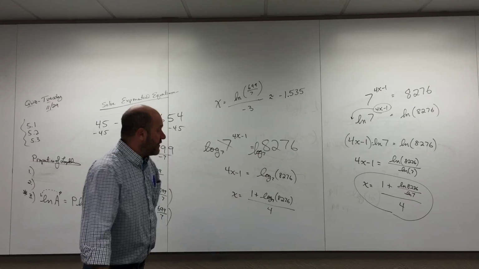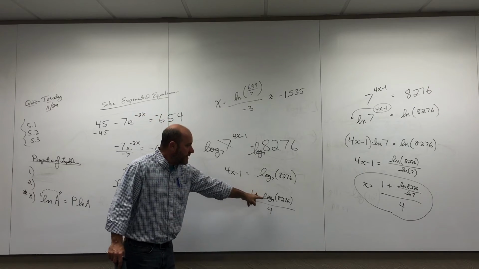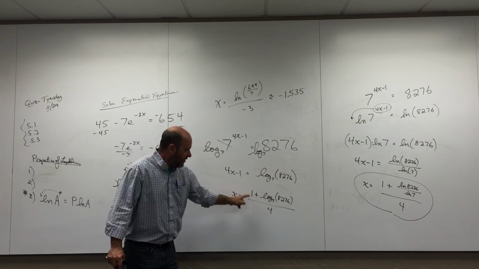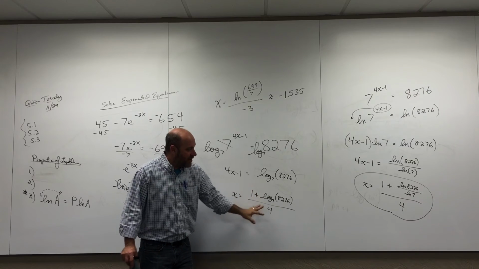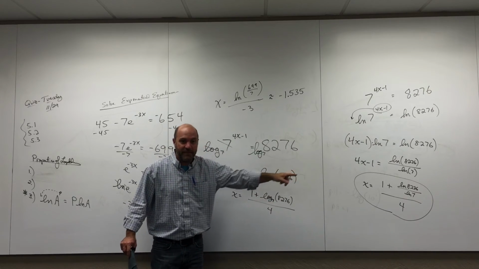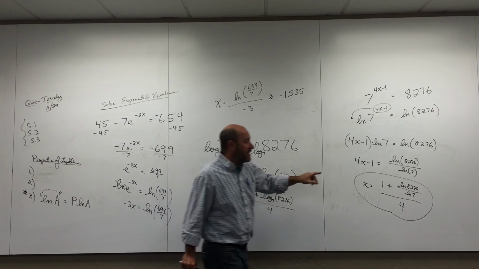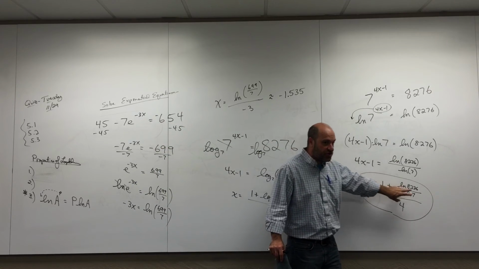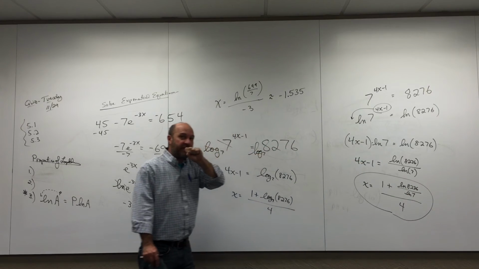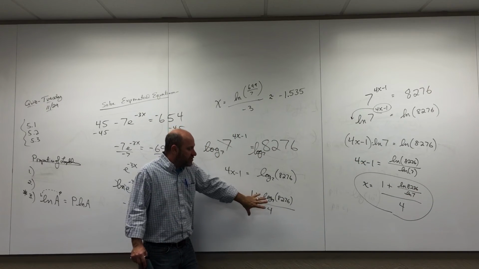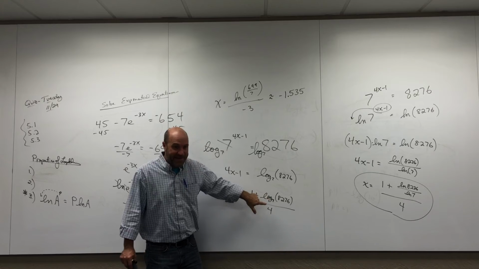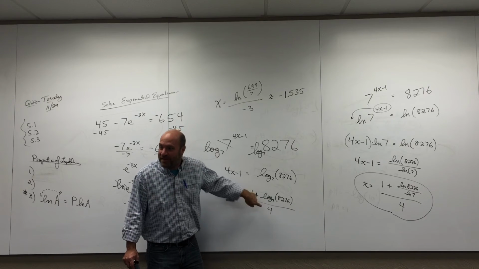So that answer looks different. See this answer and that answer? Some parts of it look the same, some parts look different. But they're equivalent. If I picked up my calculator and worked this one out, it should be the same as the other one. Oh, wait a minute. I can't work that one out. I don't have a log base 7 button. That was the whole point.